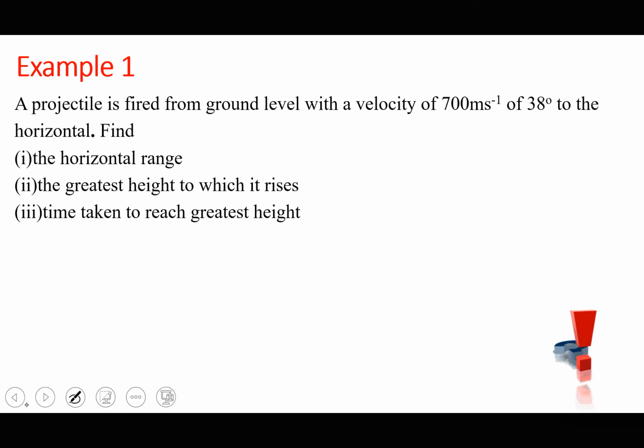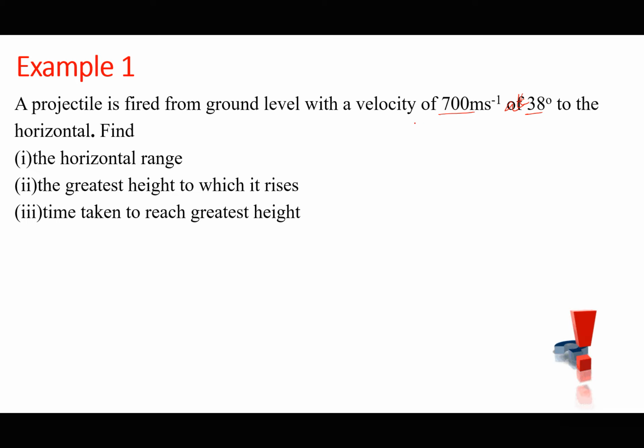And I'm saying you should also be able to resolve to get the components of velocity. Example number 1. A projectile is fired from ground level with a velocity of 700 meters per second, at, I think, 38 degrees to the horizontal. Find the horizontal range, that is the horizontal distance, the greatest height to which it rises, and the time taken to reach the greatest height.